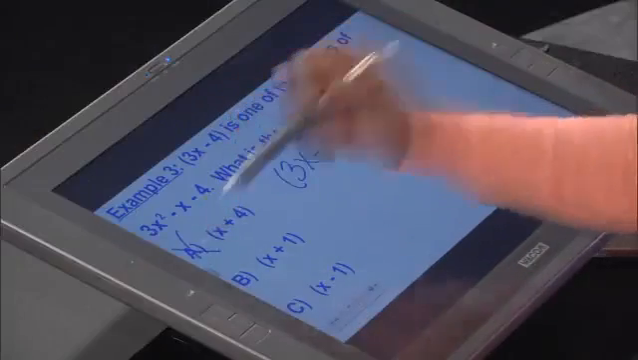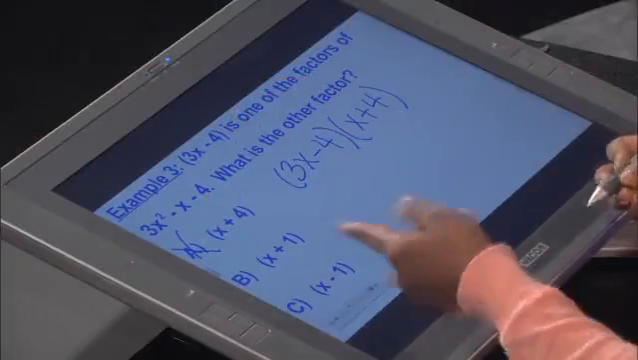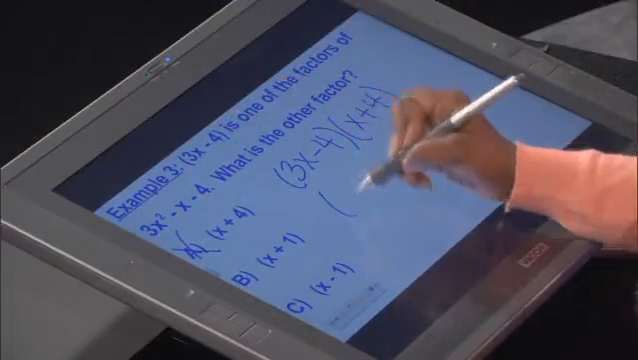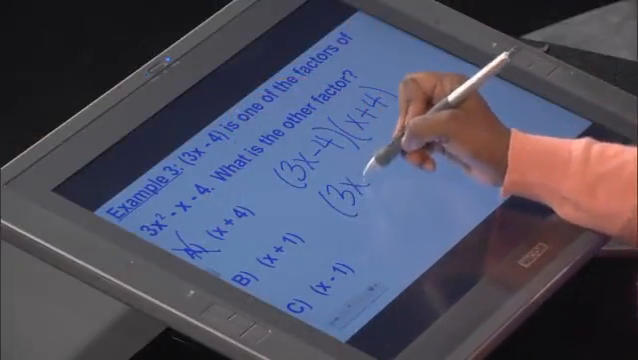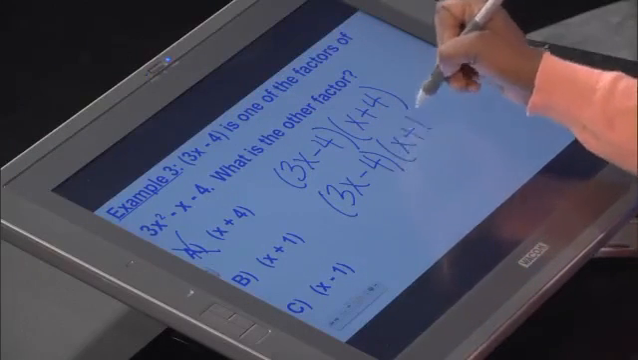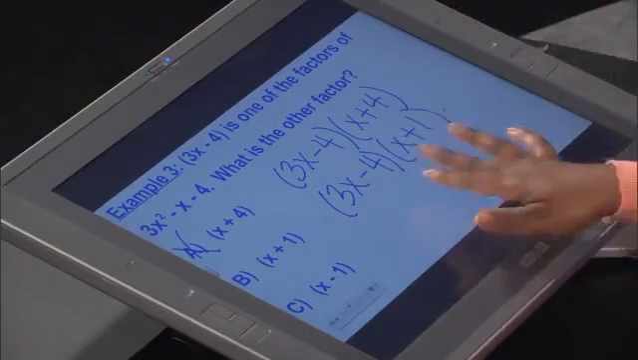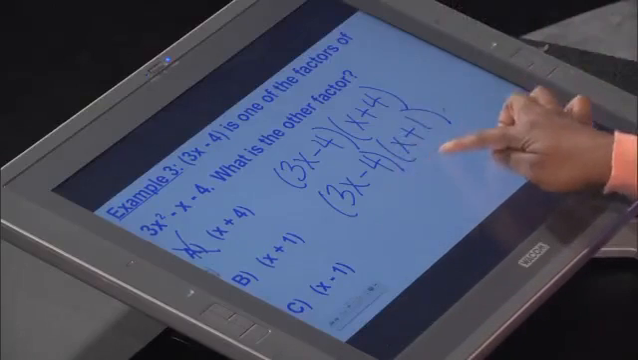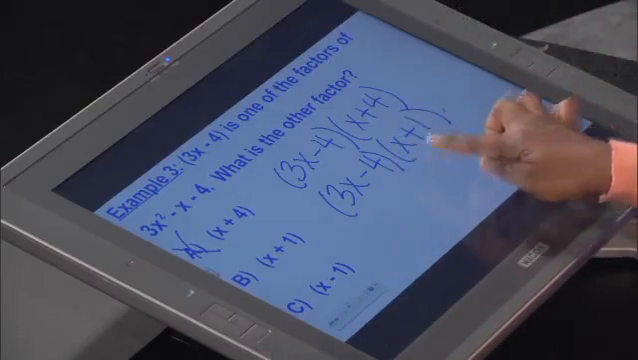All right, so I'm going to cross out A because I know A is not it. Now, if it's B, then I'll be entering in 3x minus 4, x plus 1. So I'm going to put this in y2, 3x minus 4, x plus 1, and see if that's the right pair of factors. So I'm going to go back to my calculator and enter in 3x minus 4, x plus 1.